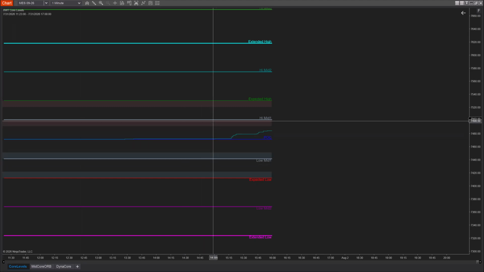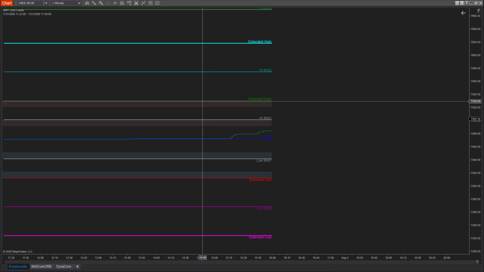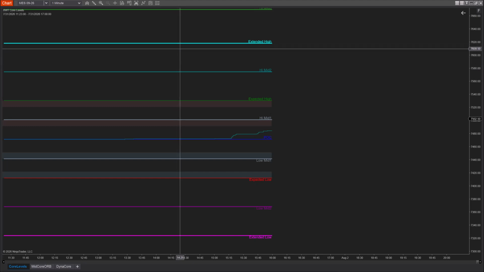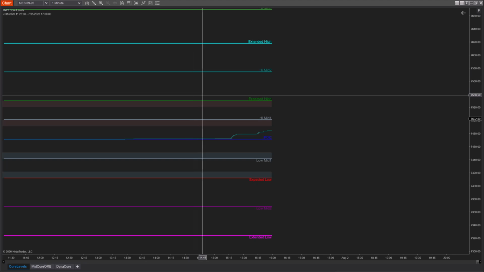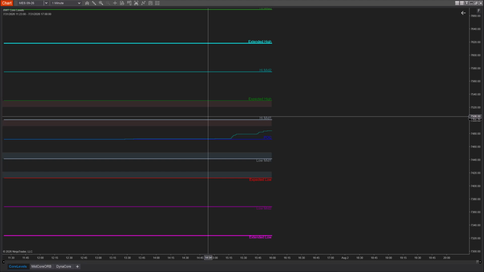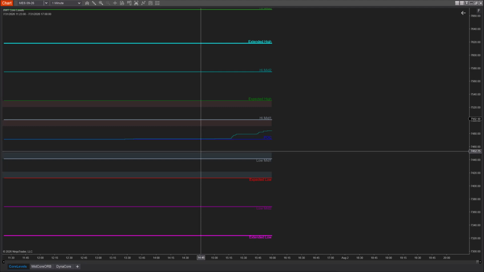So we have the first levels to consider, which is the high and low mid one. And then we have the expected high, and then the high mid two, and then an extended high. The mid one is the closest to the open. The expected high and low is the day's realistic objective or realistic target. The mid two is beyond that, then extended.